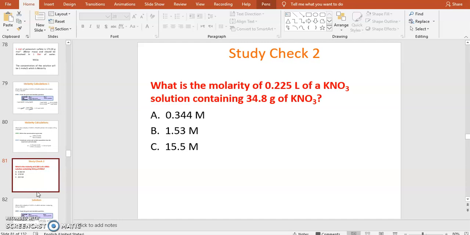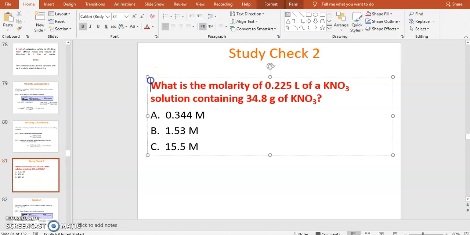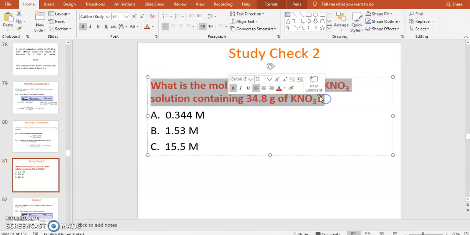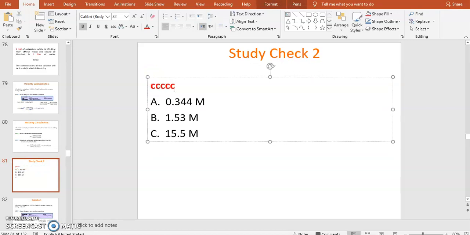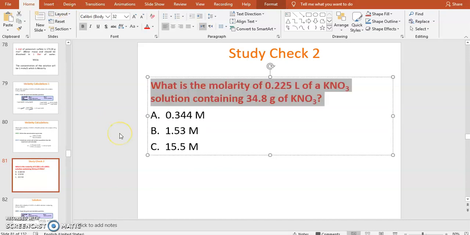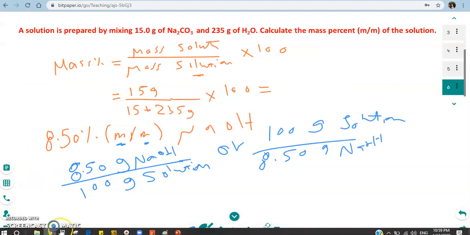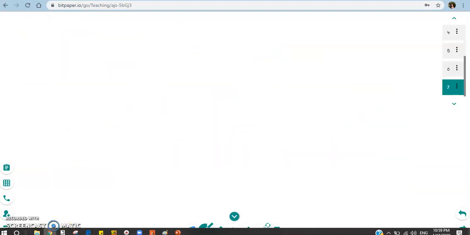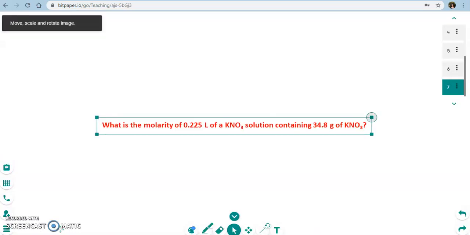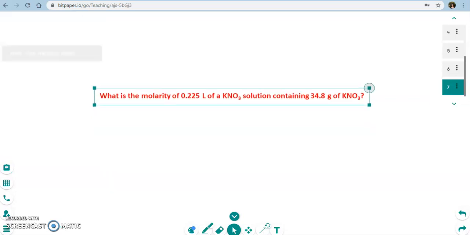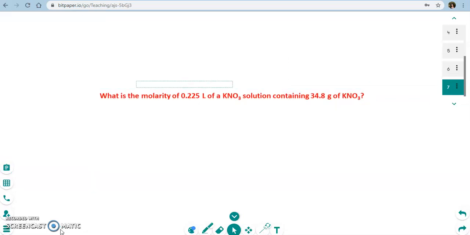concentration, molarity. Again, what is the molarity of Na? Sorry. Let's see here. How can we do this one?